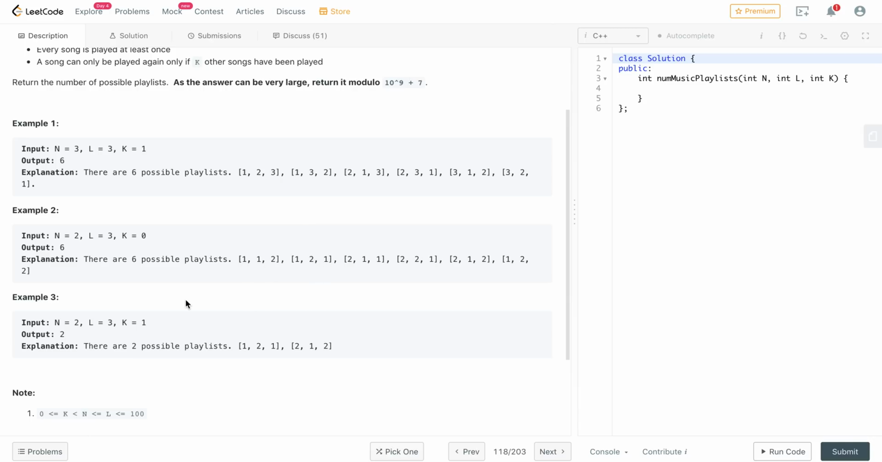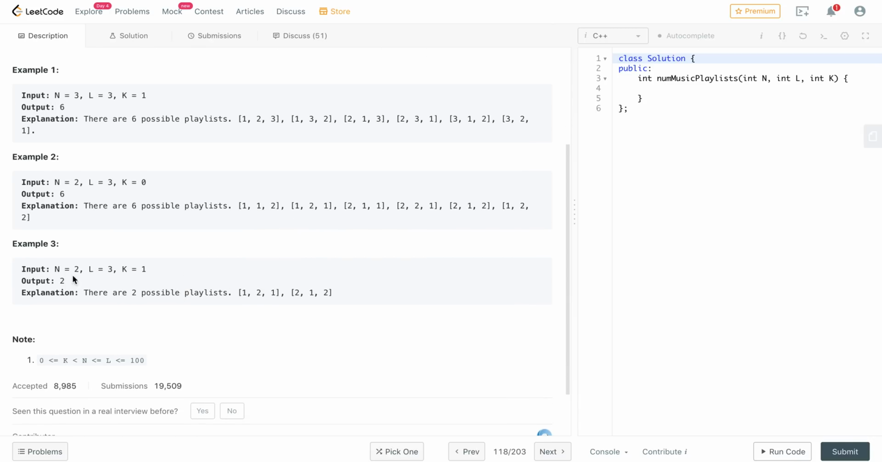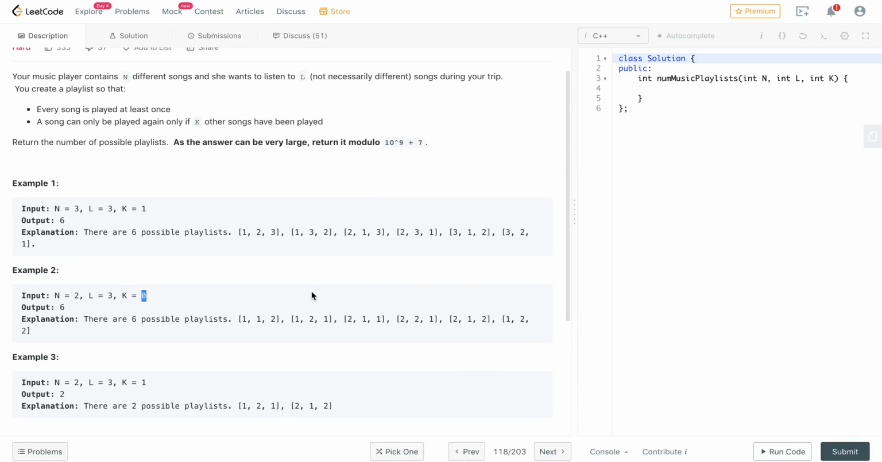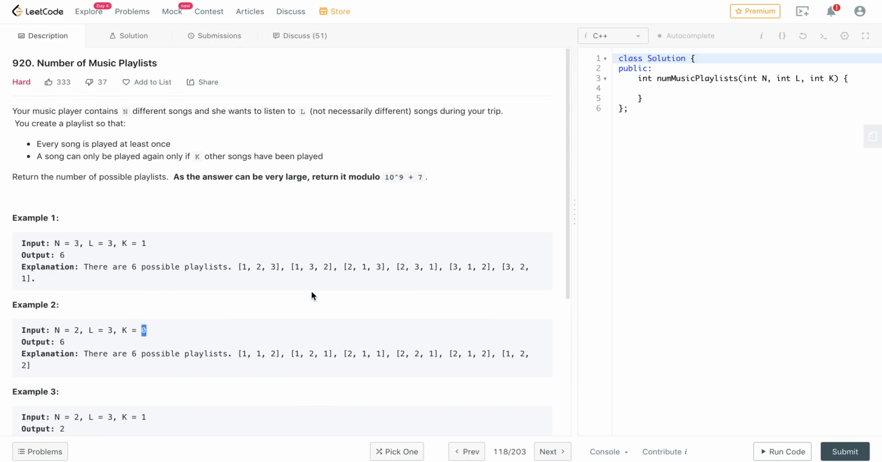Similarly, for the third example, there are only two possible ways for two different songs. As I said, in this case when k equals 1, there are only two possible ways we could do with two songs for a playlist of length 3. So let's see how we can solve this one.